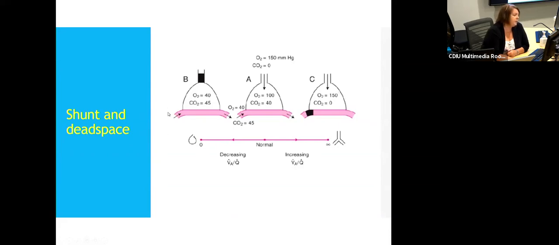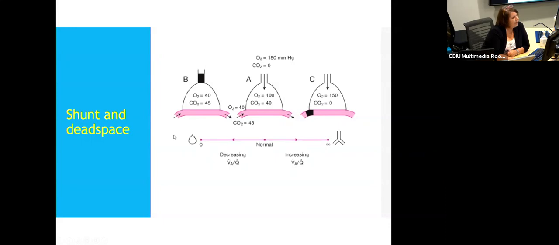The converse would be if, say, you have secretions blocking your airway and you've got perfusion of that area, but you don't have ventilation. So I'll say that again. You have perfusion, but you don't have ventilation. That's also ventilation perfusion mismatch.